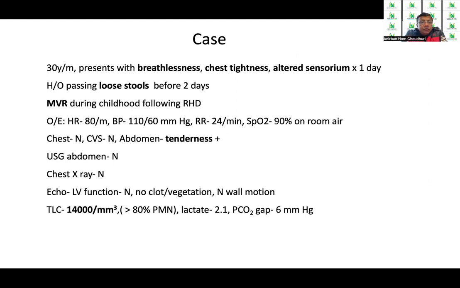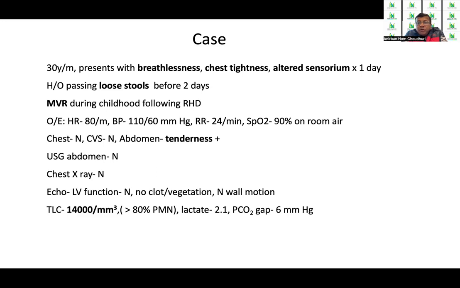Let us see this case, and as we walk along, we will try to pick up the relevant features. A 30-year-old male presents with breathlessness, chest tightness, and altered sensorium for a day. He had a history of passing loose stools two days before, repeatedly and frequently. The patient had a mitral valve replacement during childhood following rheumatic heart disease. On examination, heart rate was normal, blood pressure was normal, respiratory rate was fine, and saturation was still within normal limits, 90% on room air. The chest and CVS were normal, but the abdomen was tender.